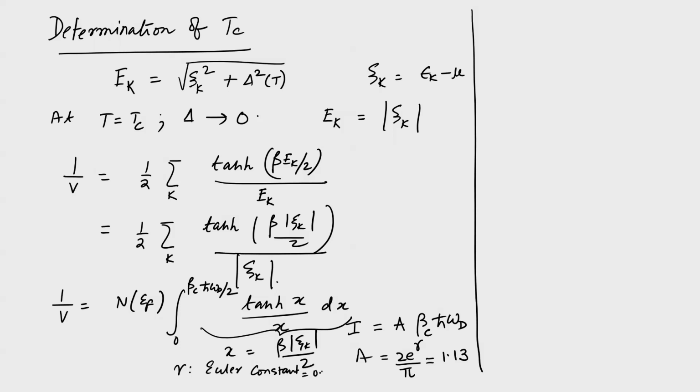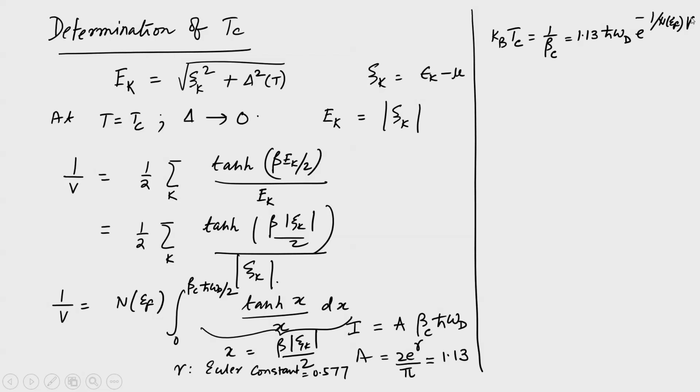Which has a value 0.577. Okay. So, too much information is given already, but what is important here is that our beta c, which we can write as kTc, one can actually calculate from this. I just simplify this in order to get the kTc, which is nothing but equal to 1 over beta c. That comes out to be 1.13 h cross omega d and exponential minus 1 over N epsilon f V.